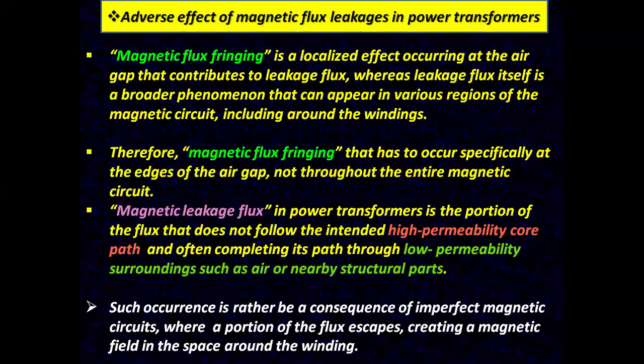Magnetic leakage flux in power transformers is the portion of the flux that does not follow the intended high permeability core path and often completes its path through low permeability surroundings such as air or nearby structural parts within the transformer. Such occurrence is rather a consequence of imperfect magnetic circuits where a portion of the flux escapes, creating a magnetic field in the space around the winding.